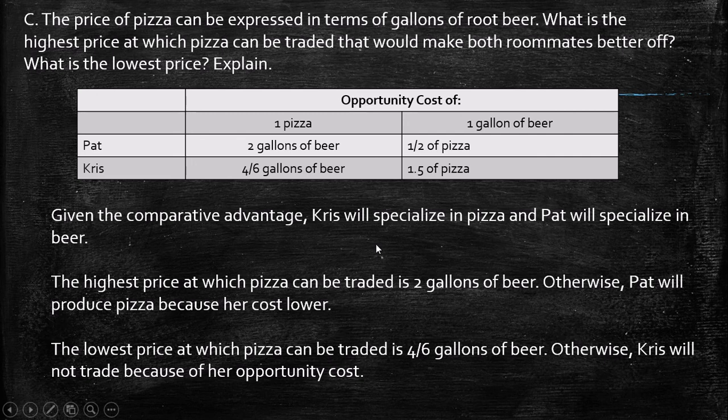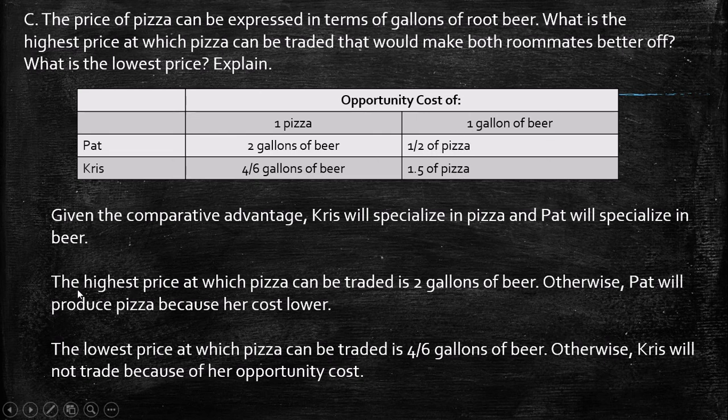So given the comparative advantage, Kris will specialize in pizza because she has the comparative advantage, and Pat will specialize in beer, as we see here. Who has the smaller opportunity cost? For pizza, it is Kris, and for beer, it is going to be Pat.